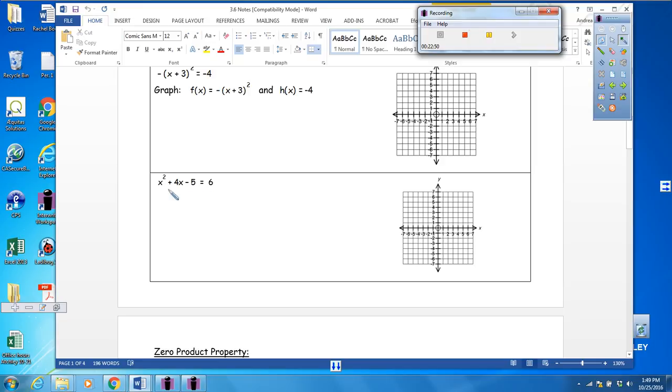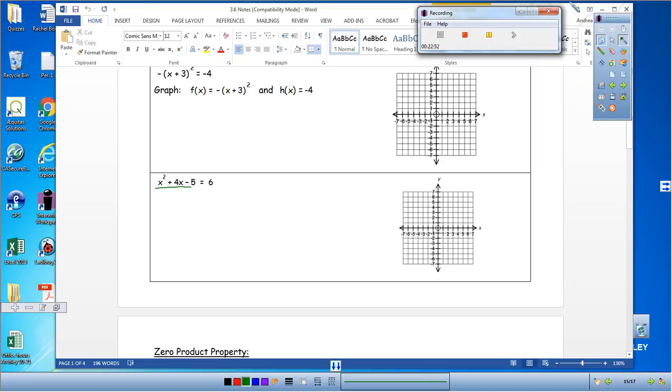Okay, we're going to do the same thing. We're going to graph this side. So we're going to graph f of x equals x squared plus 4x minus 5. And we're going to graph h of x equals the other side, which is 6. Any questions over that?